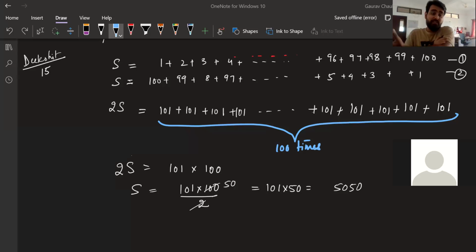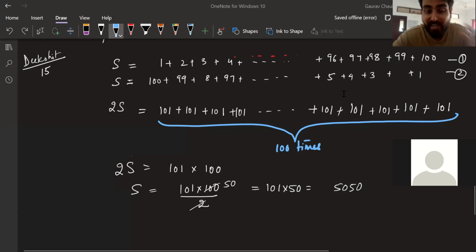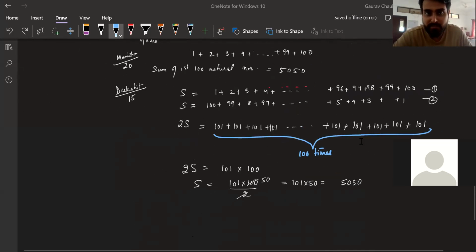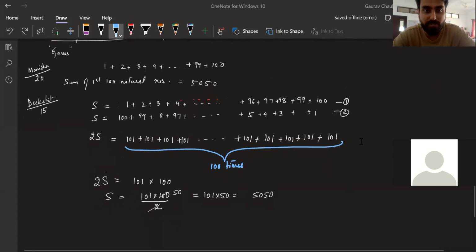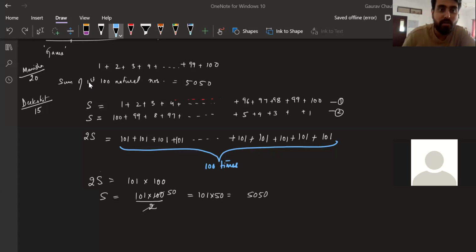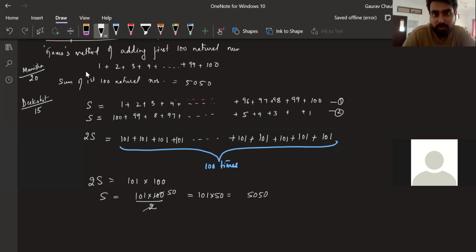So moving on. Now I'm going to generalize. What we're going to do is generalize this method to any AP, and it's going to be very simple. I want you guys to take this down also. This is beautiful. I'll give you 1 more minute to take things down if you need, till here. This is Gauss's method of adding first 100 natural numbers.